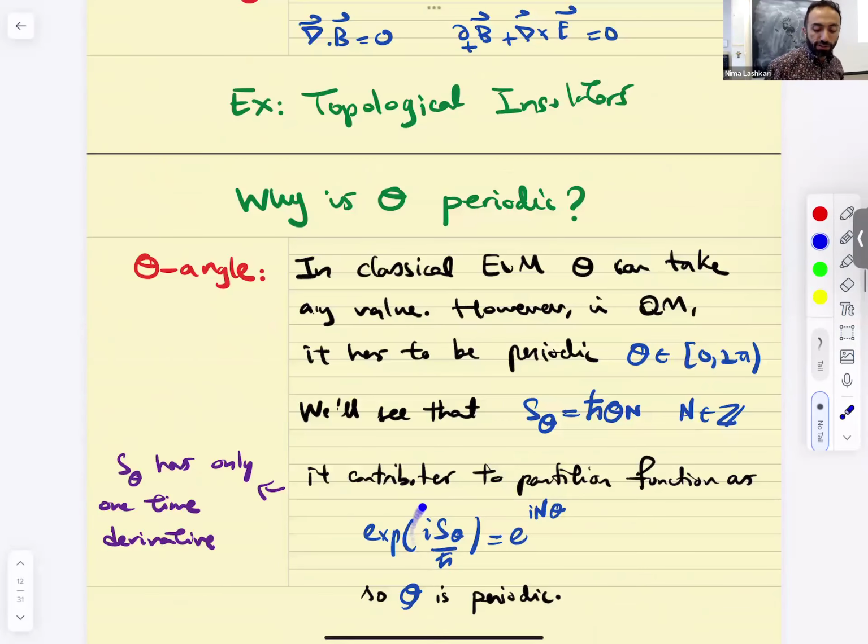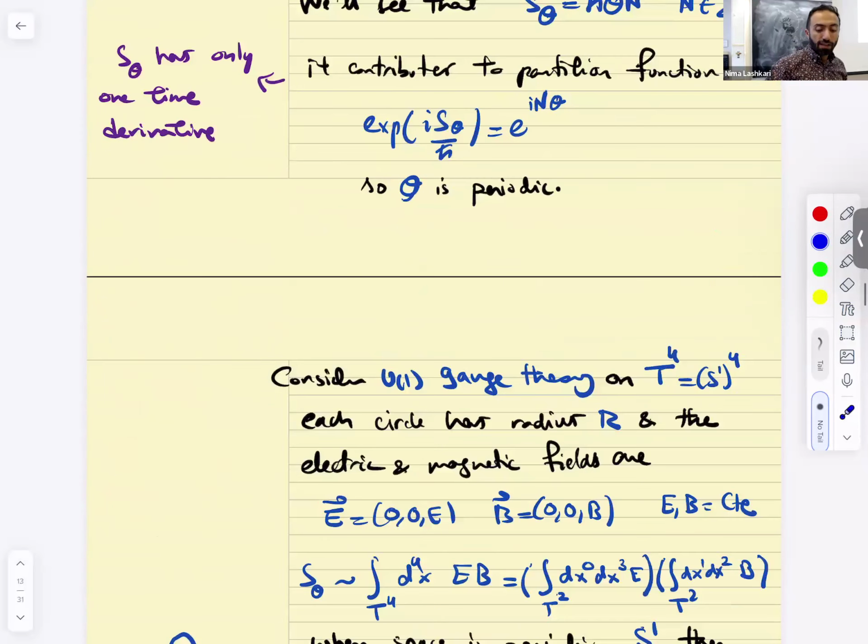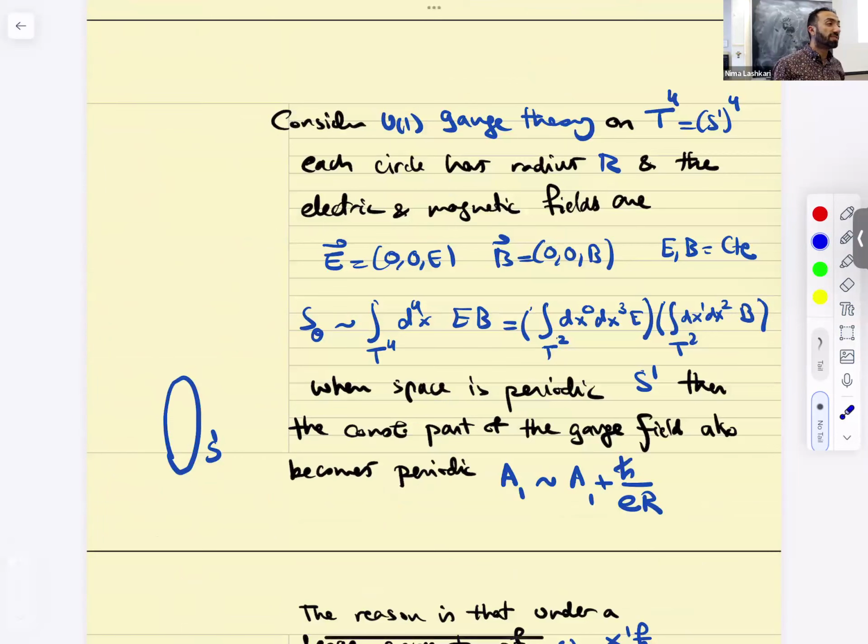And as I said, the origin of this i is the fact that it has one derivative in Euclidean signature, right? So phases in partition functions are not cool. They're weird, right? Well, it depends. But do think about what a phase is in a partition function.